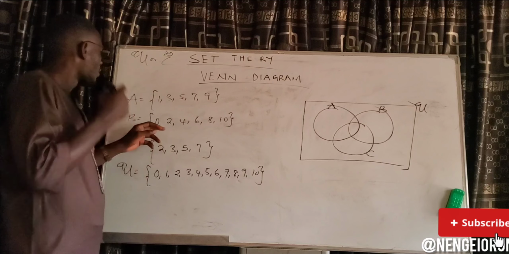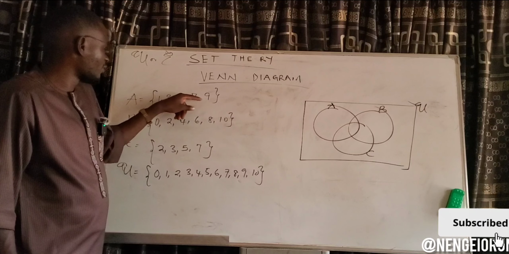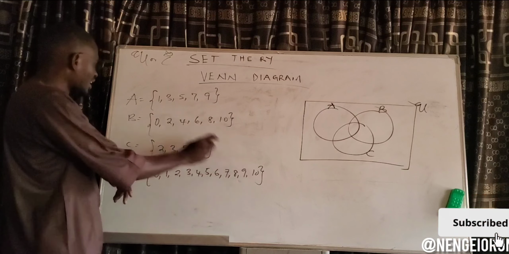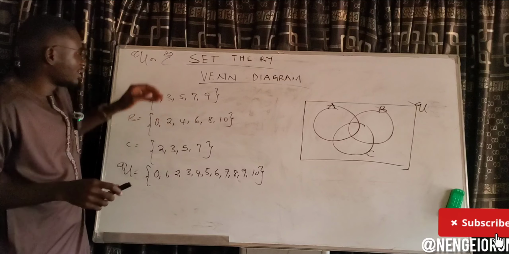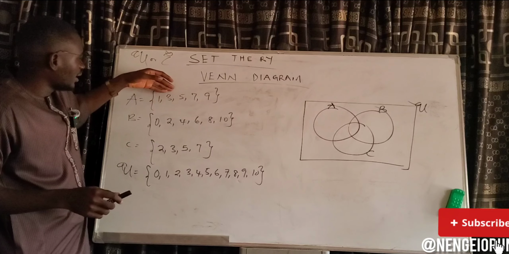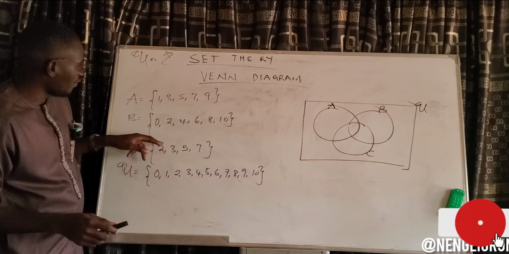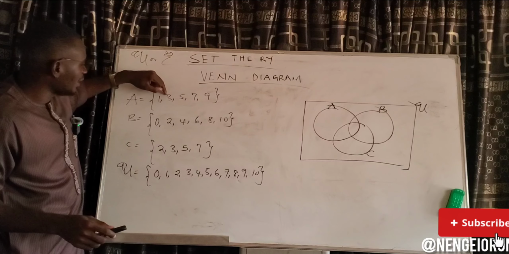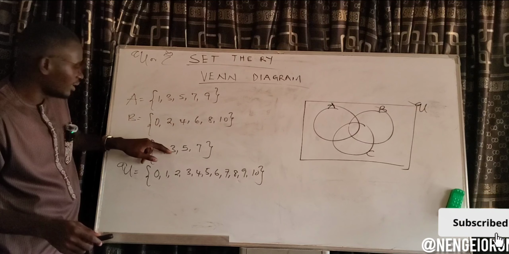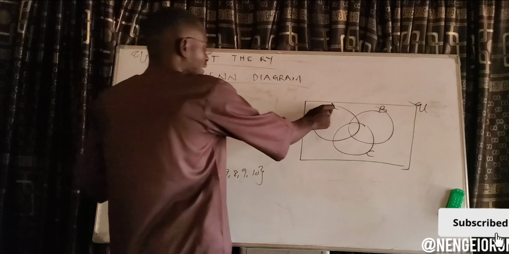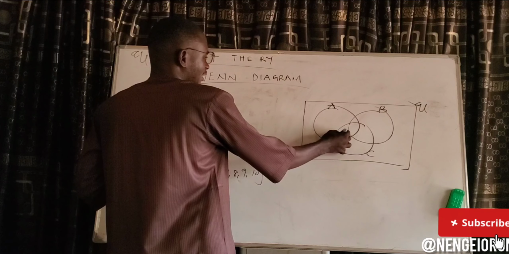So now for A and B, we have 1, 3, 5, 7, 9. We don't have any intersection between A and B. There is no element that is found in set A and set B. No intersection. But we have intersection between set A and set C. A, C, they have 3 in common. You write the 3 here.